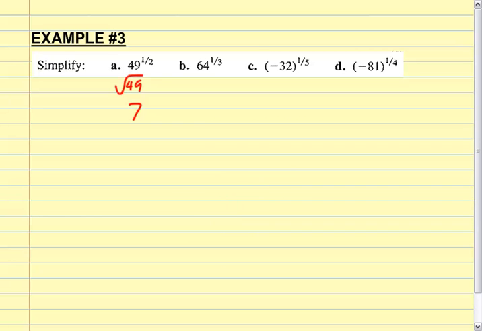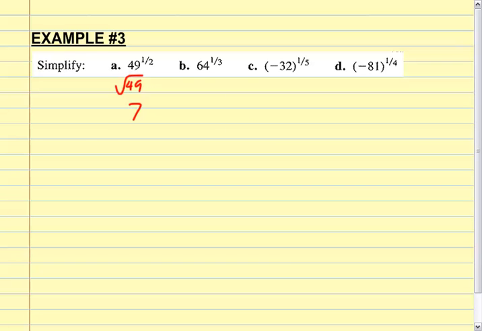All right, well, that's okay. We're saying we can find this. If you don't happen to know that the answer is negative 2, you can type in negative 32, up arrow, parentheses, 1 divided by 5, and hit enter. Done. Negative 2. Okay?